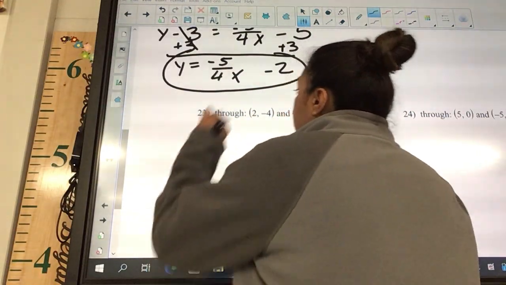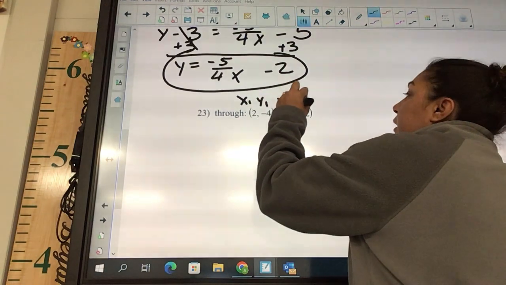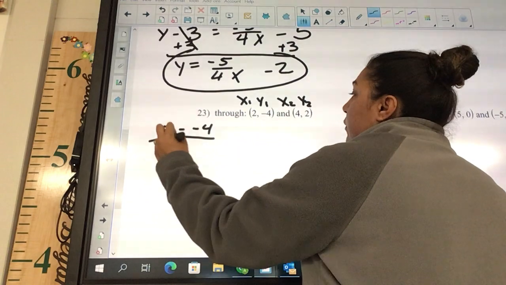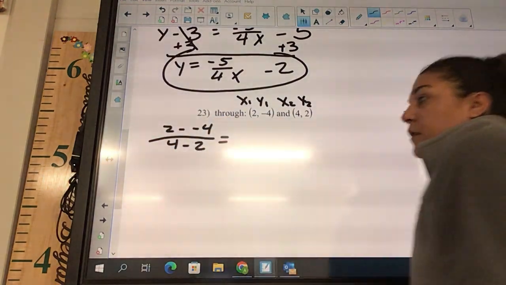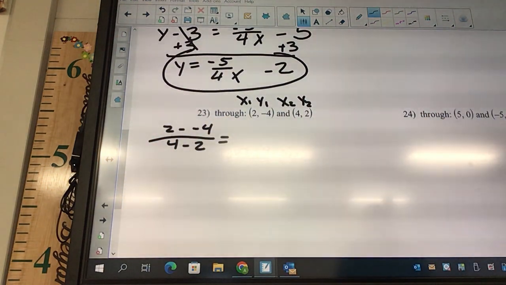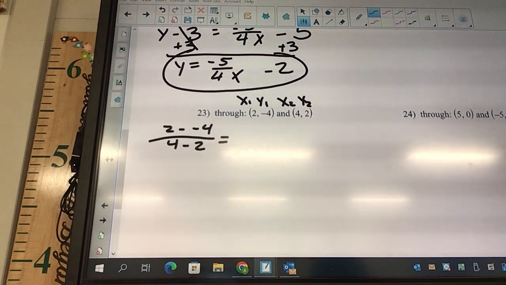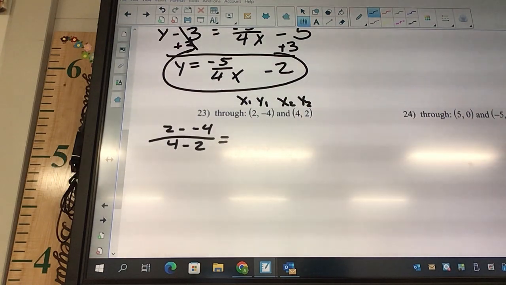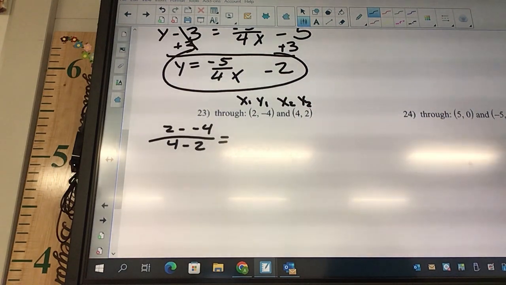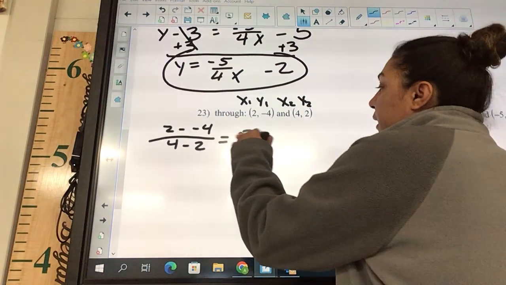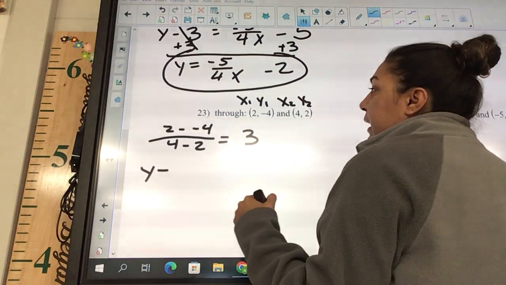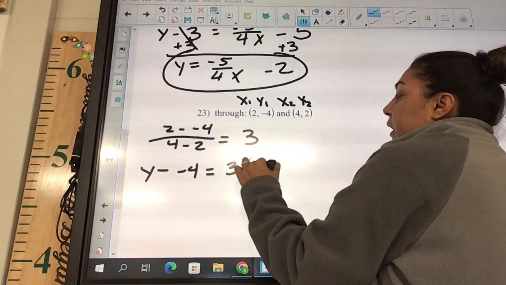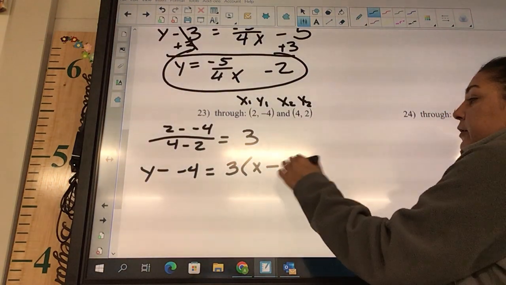Okay, so on this one we have x1, y1, x2, y2. So the slope is going to be 2 minus -4 over 4 minus 2. Three? Somebody agree? Okay. So then this is going to be y minus y1, which is -4, equals 3 times x minus x1, which is 2.